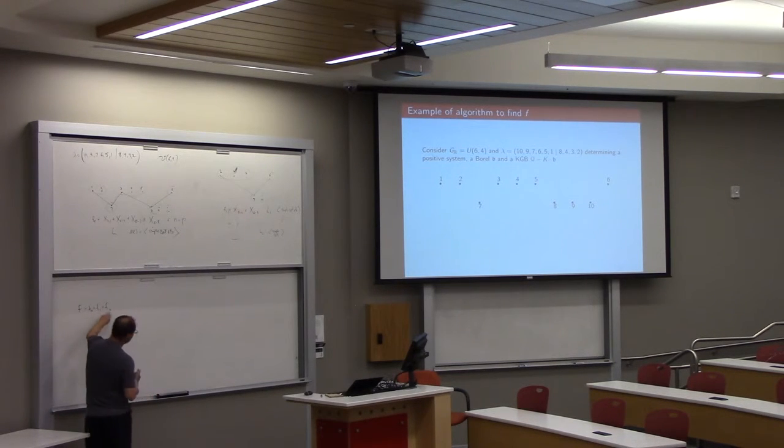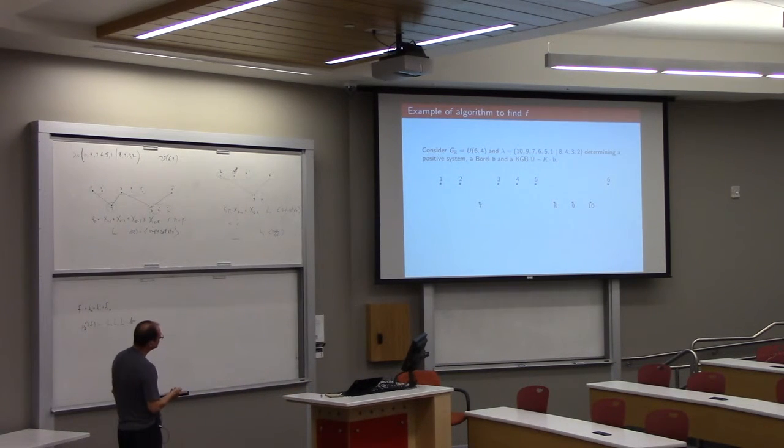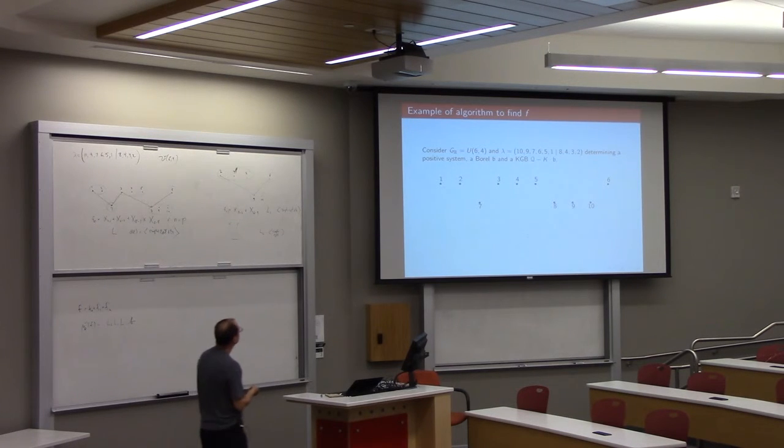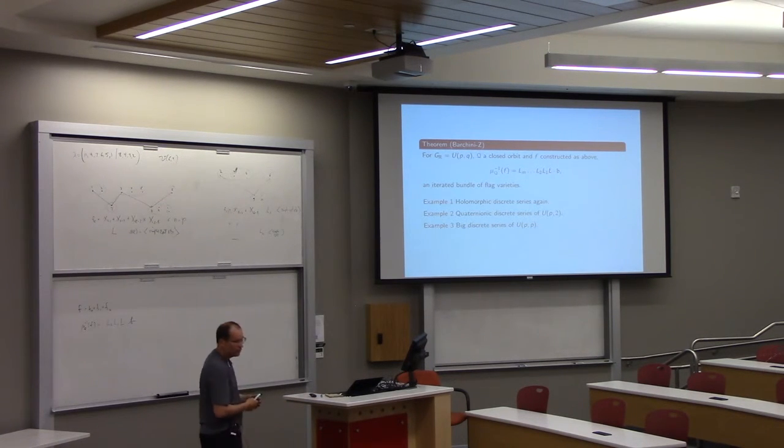And these correspond exactly to Jordan blocks. And then the component of Springer fiber is L2, L1, L dot D. And this is an iterated one. So that's how the construction goes. Okay, so the theorem is that, well, if you do this in general, then you get an iterated one.